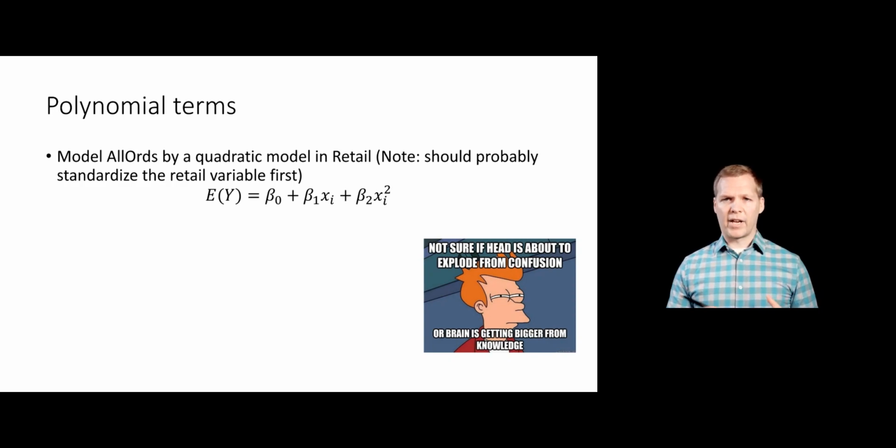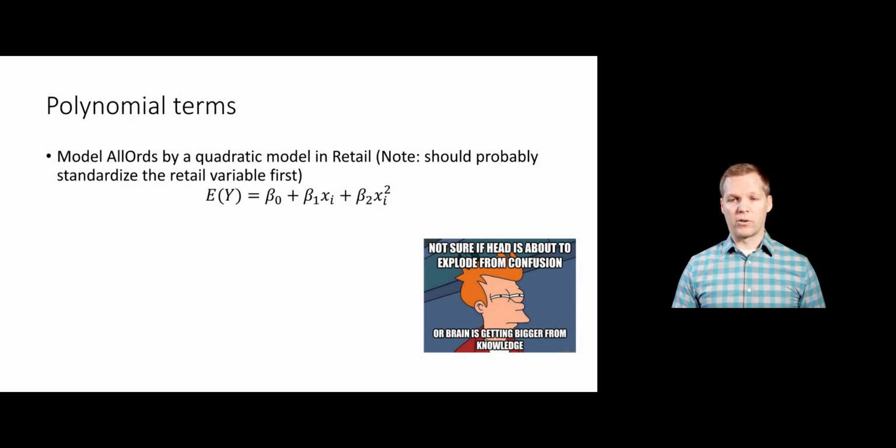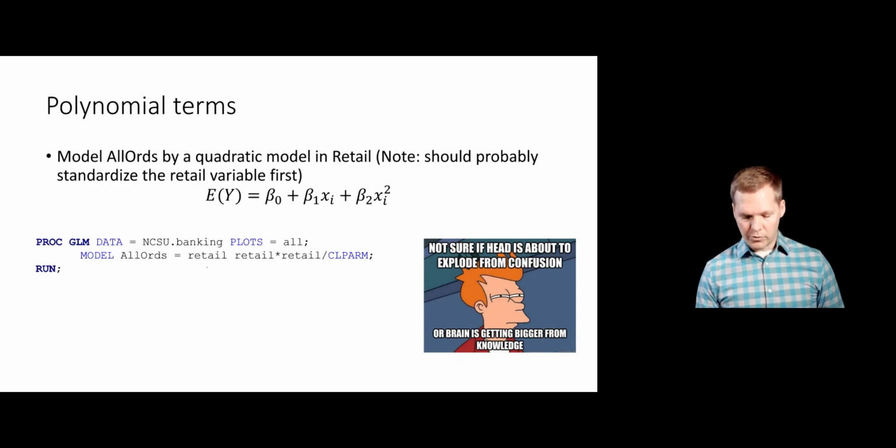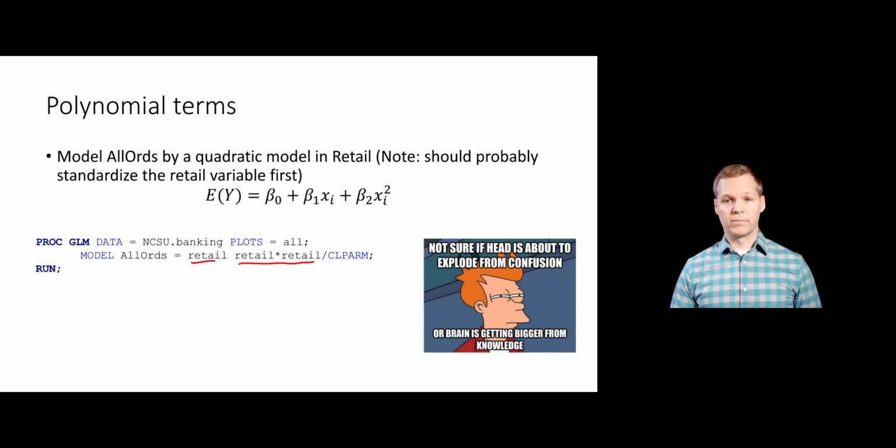Whenever you do quadratic models and these sort of curvilinear regression models, you should probably standardize your variables. We talked about standardizing before, so you subtract off the mean, divide by the standard deviation. That's something you should generally do whenever you include quadratics and higher order terms in your model. We're not going to do that here just for simplicity, though. Here's how you would fit that model in SAS. So we're still going to use PROC GLM. We're just going to do retail and then retail times retail to give us retail squared. That's all we've got to do, just change what we have on the right-hand side of that equal sign.